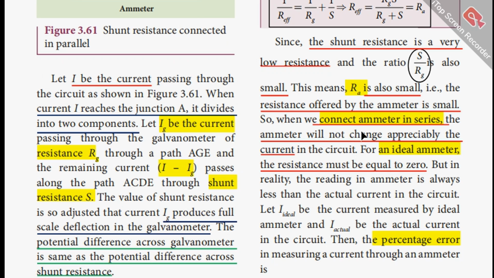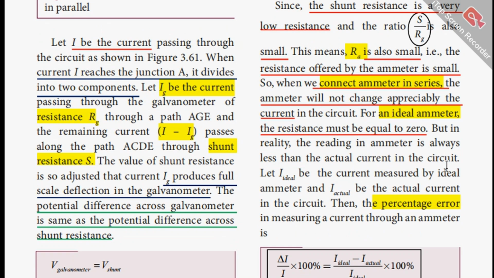When we connect an ammeter in series, the ammeter will not change appreciably the current in the circuit. And for an ideal ammeter, the resistance must be equal to 0. But in reality, the reading in the ammeter is always less than the actual current in the circuit. That is, I ideal is the current measured by the ideal ammeter, and I actual is the actual current in the circuit.